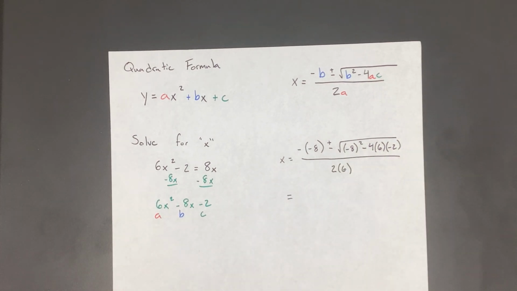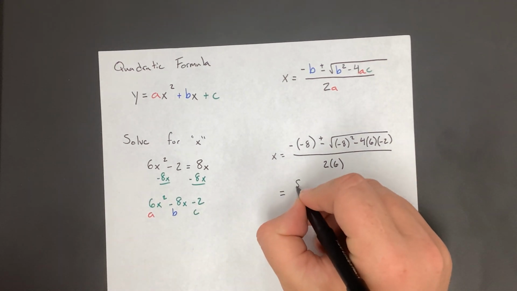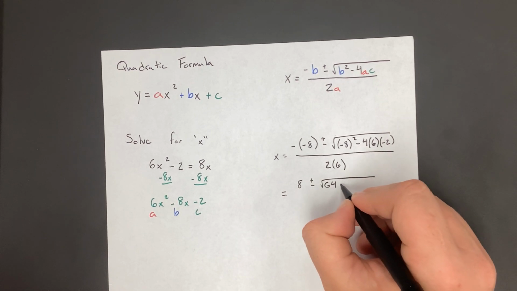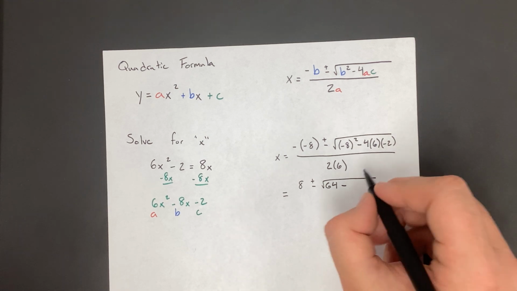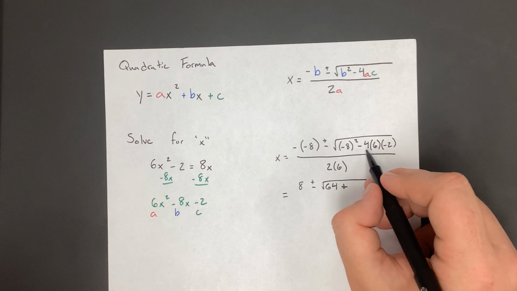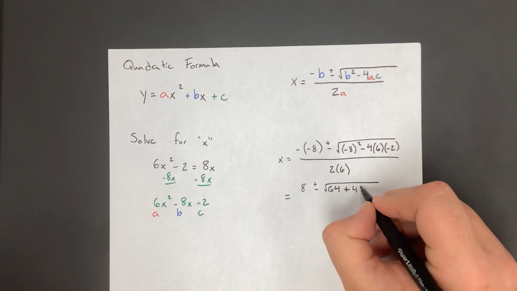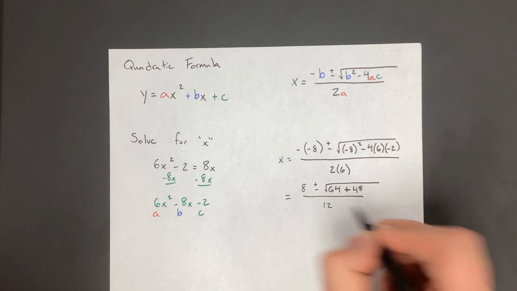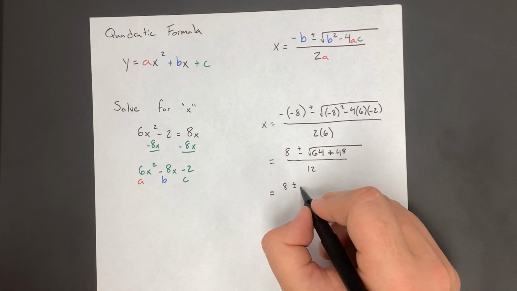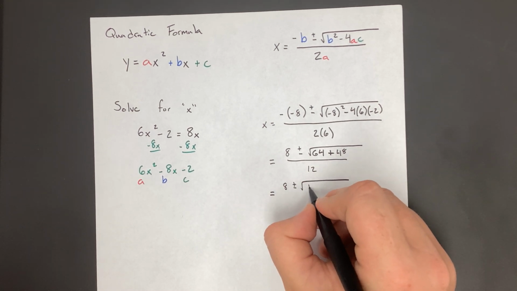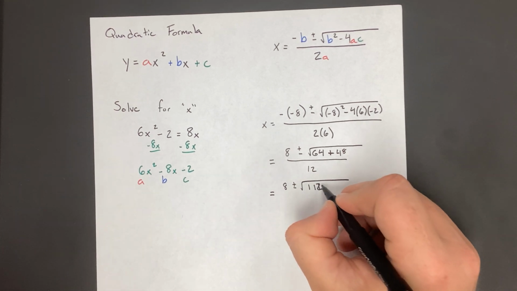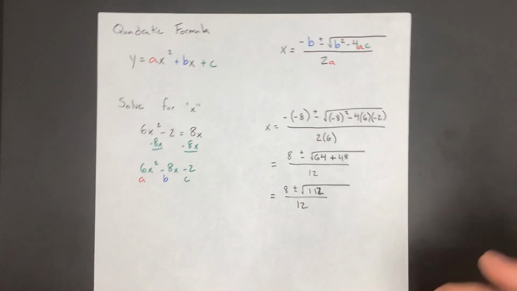So I'm going to work to simplify this. The opposite of negative 8 is just going to be that positive 8 plus or minus the square root of 64 minus, let's see, that's going to be a negative times a positive times a negative, so that would be plus 4 times 6 would be 24, times 2 would be 48, all over 12. And so we have 8 plus or minus the square root of 112, all over 12.